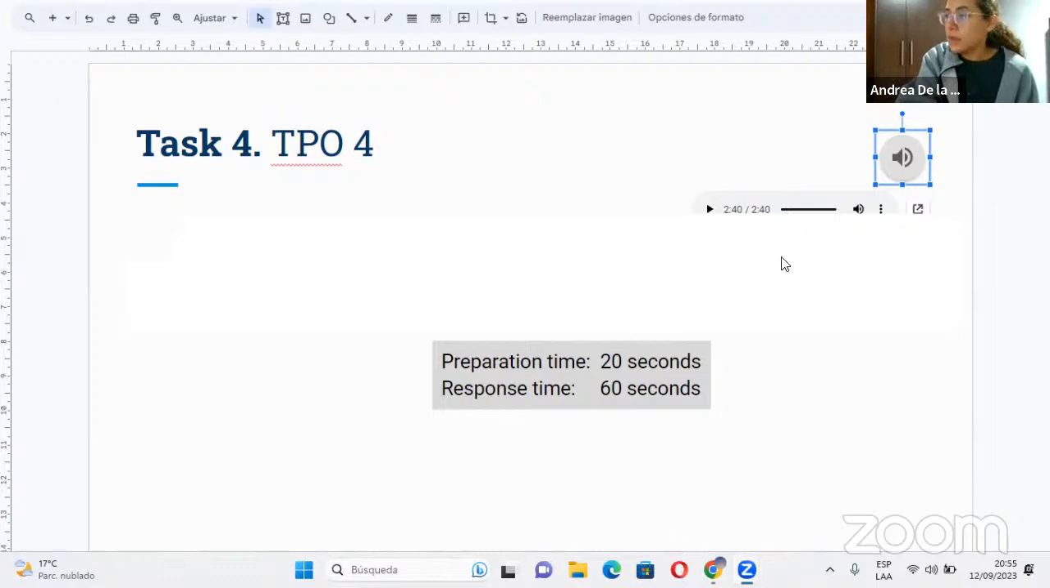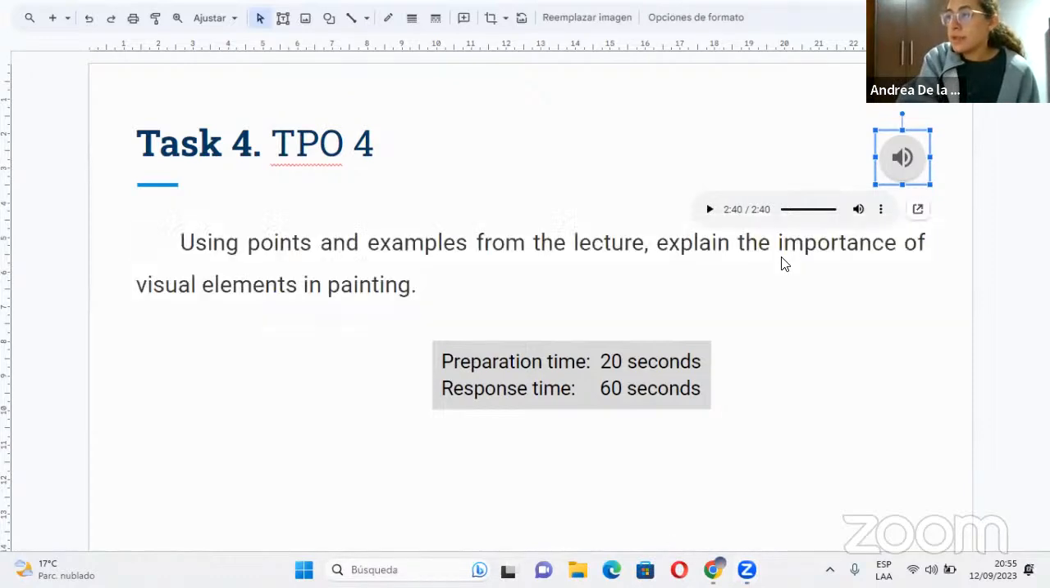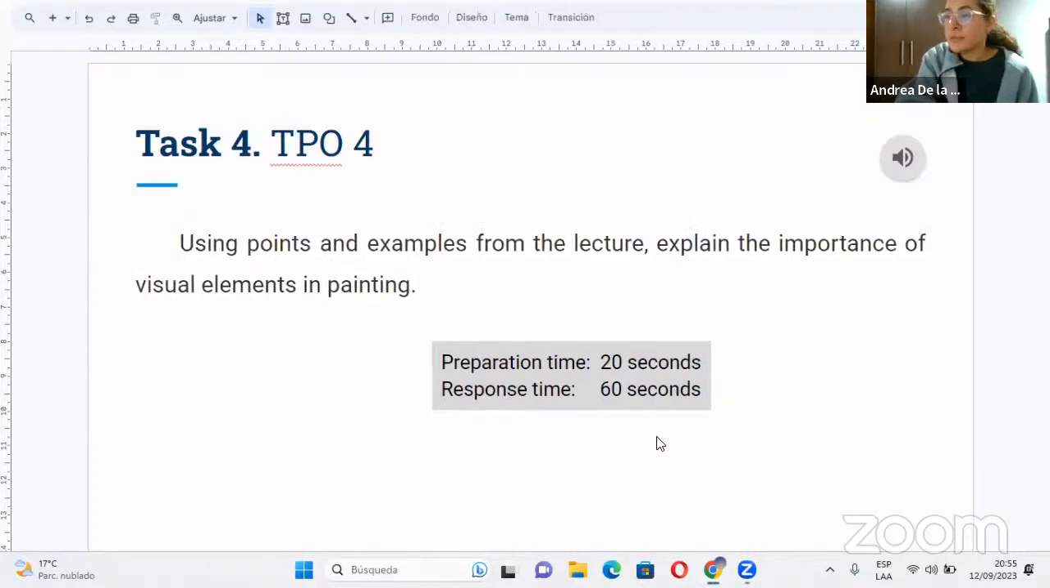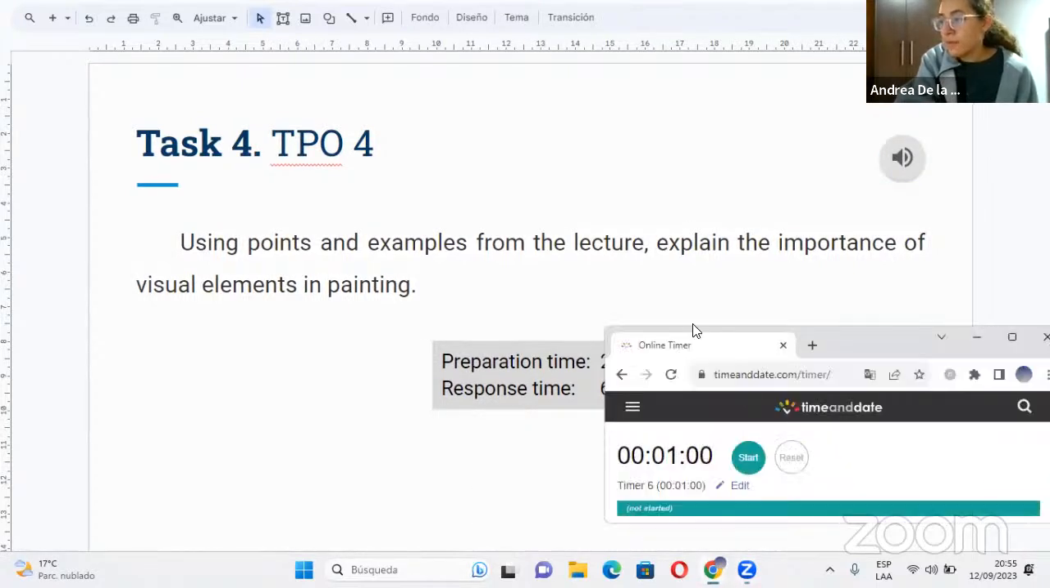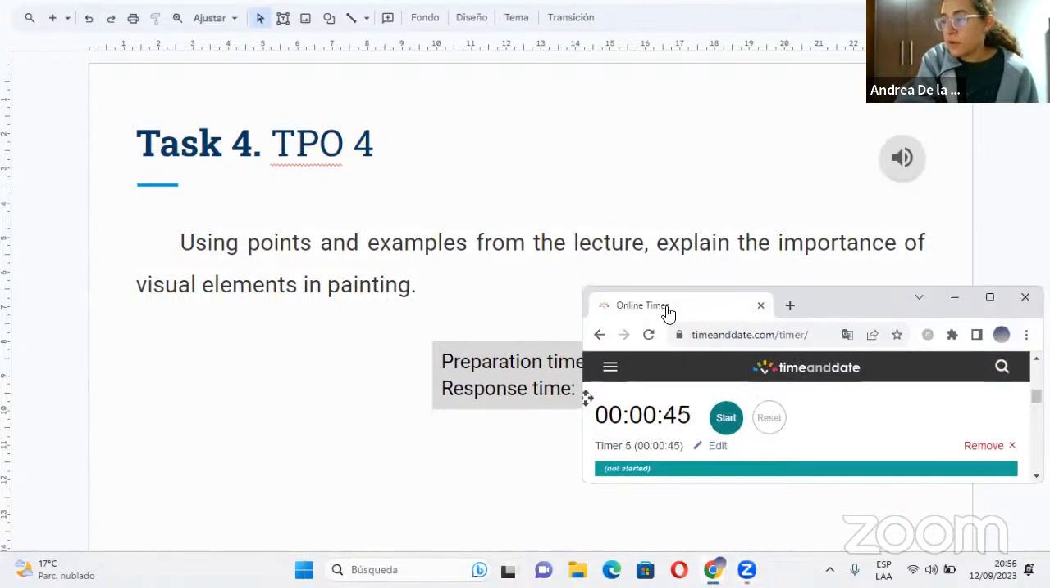Okay. Now the question says, using points and examples from the lecture, explain the importance of visual elements in painting. And now you guys will have 20 seconds to prepare your responses.